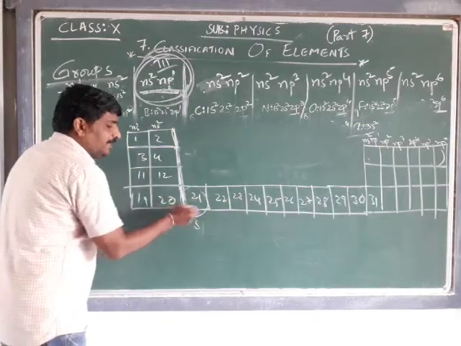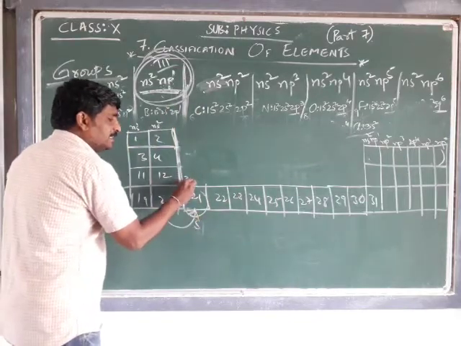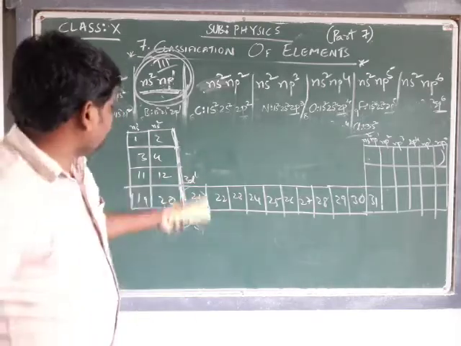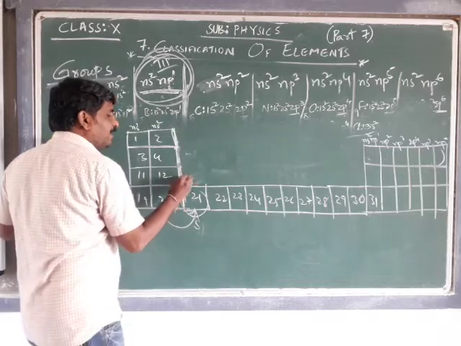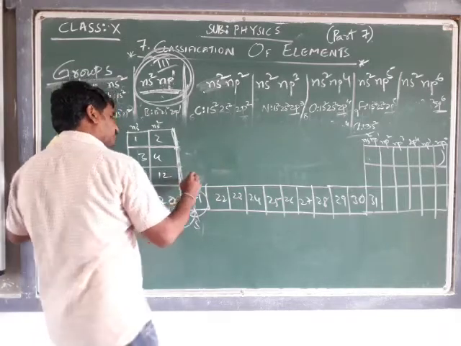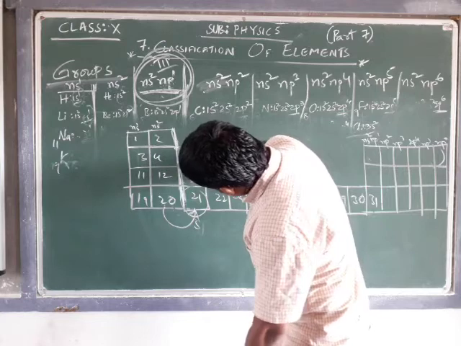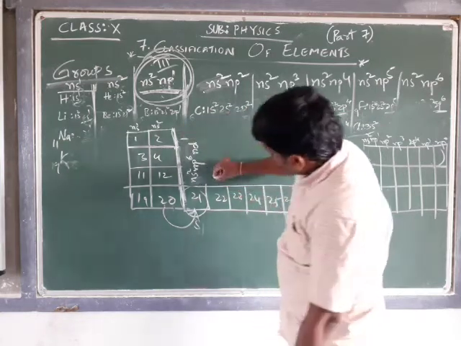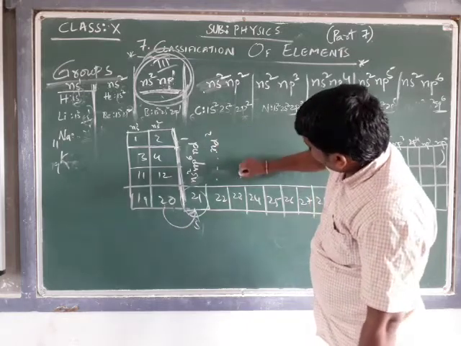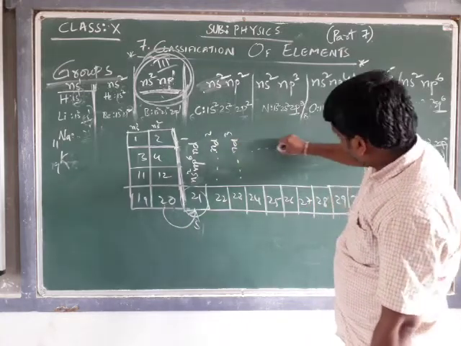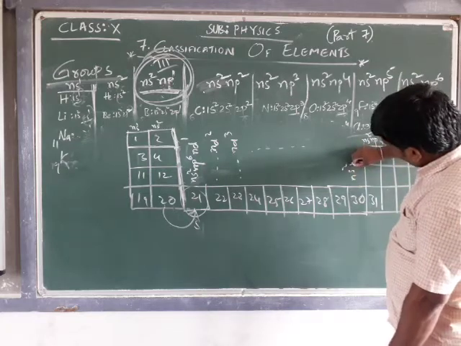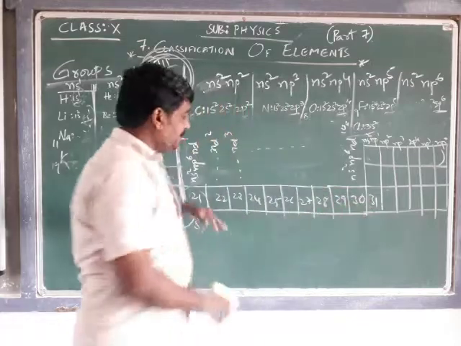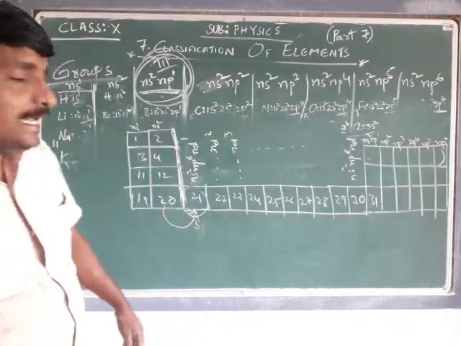After the 21st element is going to come, where it is 3d1, 3d2. Sorry, that is the nd1 formula. This configuration is ns2, np6, nd1, and so on, nd2, nd3, and so on. Here the ns2, np6, nd10 configuration is going to occupy these 10 places. So like that it has been shifted.